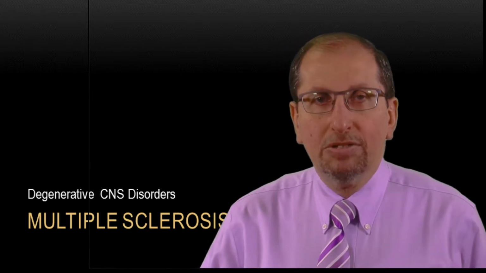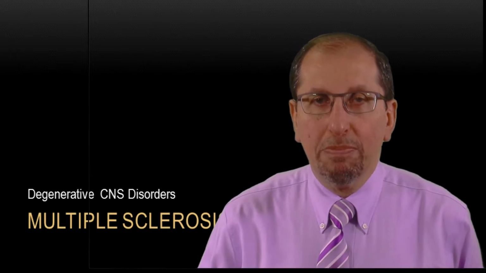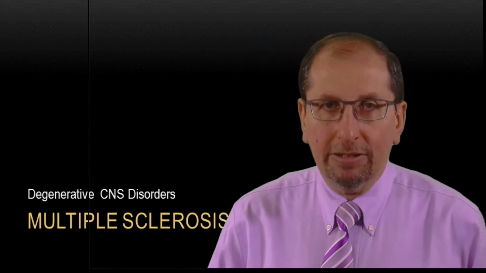Now, let's talk about some degenerative CNS disorders. We're going to be talking about multiple sclerosis, Parkinson's disease, and Alzheimer's disease. We are going to start first with multiple sclerosis. I don't know why though they call it multiple. We don't have single sclerosis. Maybe because we have multiple neurologic disorders, multiple neurologic manifestations.